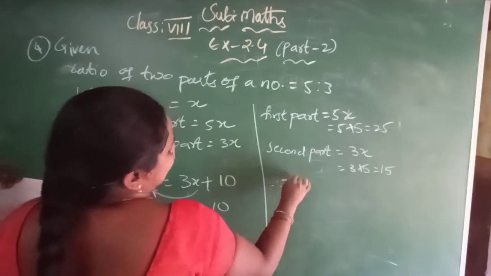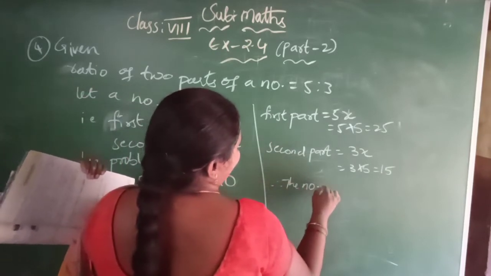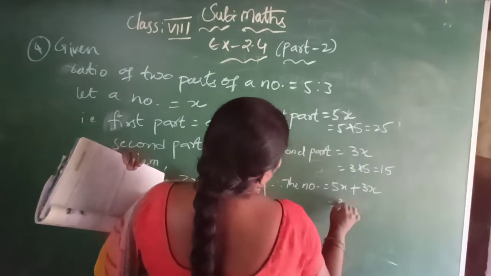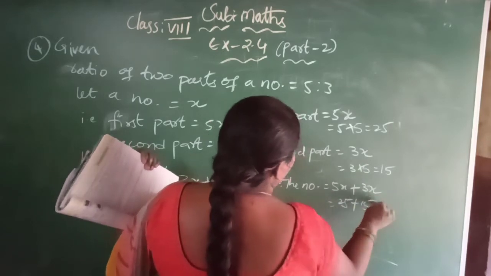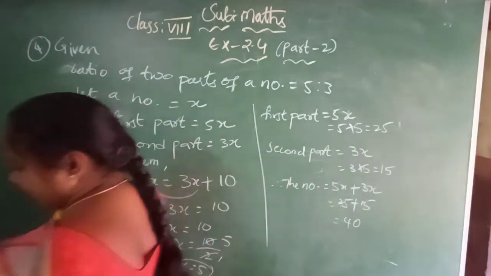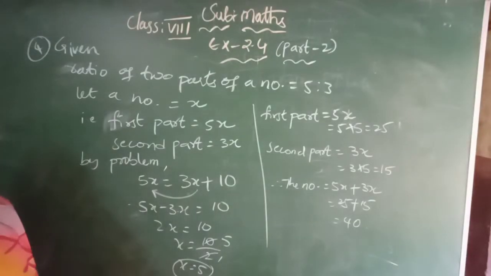Therefore, what is the number then? The number is equal to the first part and the second part. That means 25 plus 15. So what is the number here? 40 is the number. Next, the fifth problem.